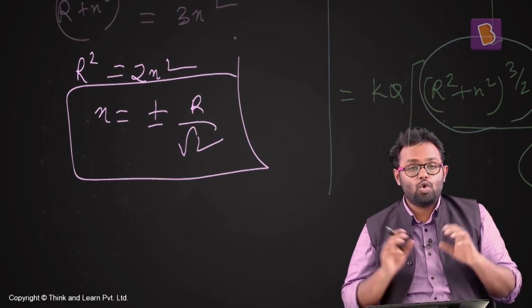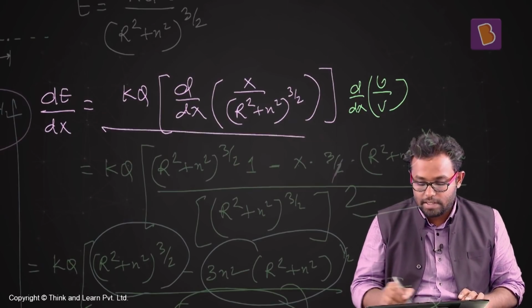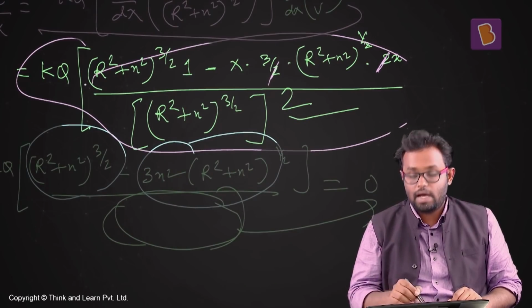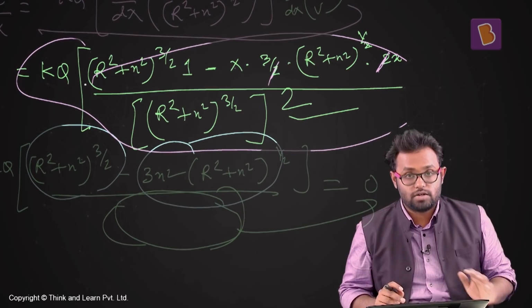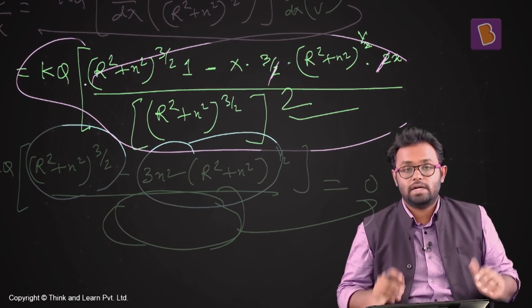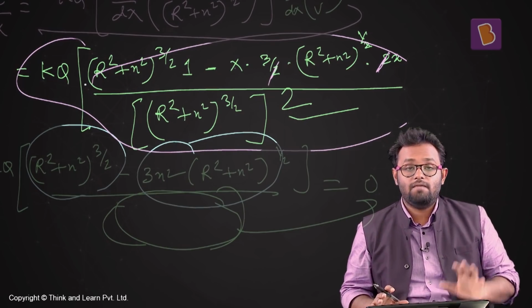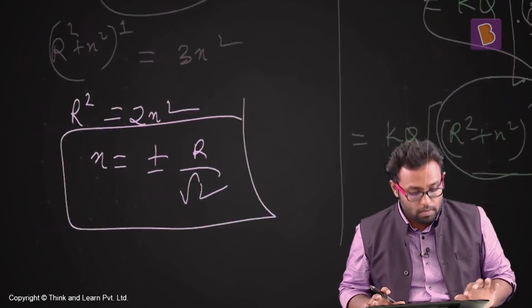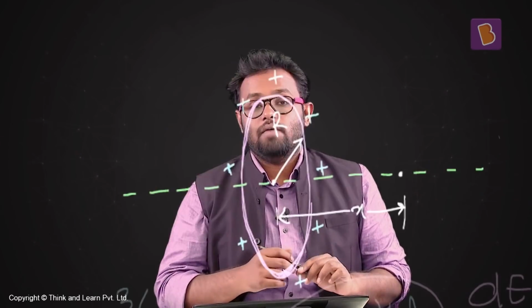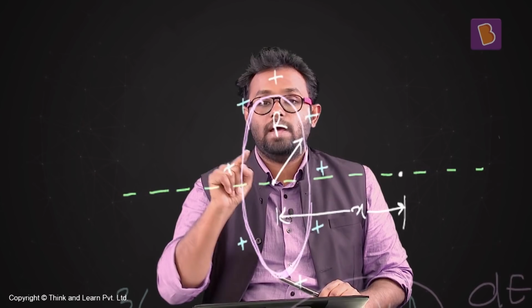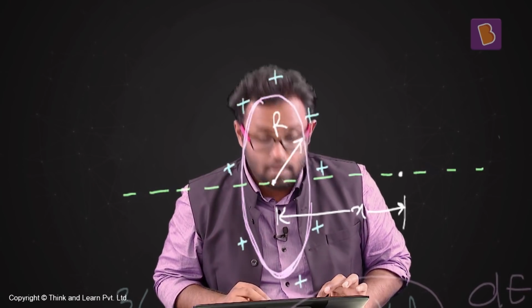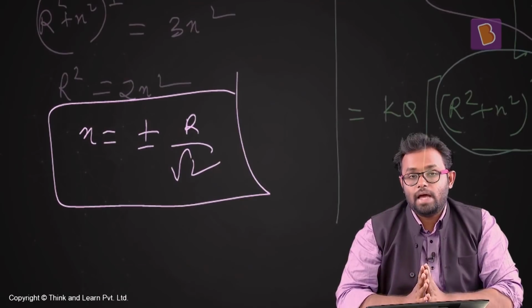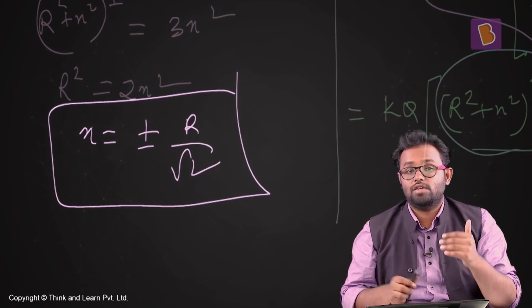To be totally sure, you would have to differentiate this expression again and check that the double differential is negative, to make sure that it's a maxima. But I know that it is a maxima, so I'm not going to do that again. In fact, you are advised to remember this result: when you have a ring of charge, the point where the electric field peaks is at a distance r by root 2 from the center. Here I have gotten plus r by root 2 as well as minus r by root 2.